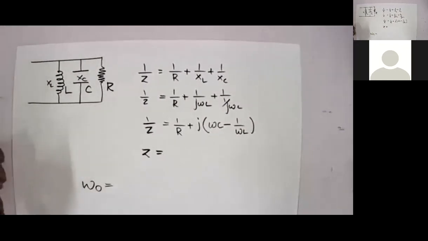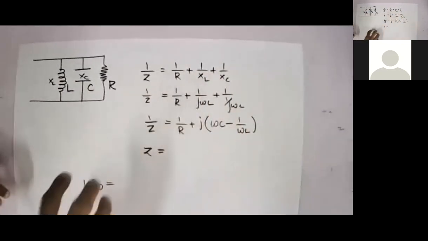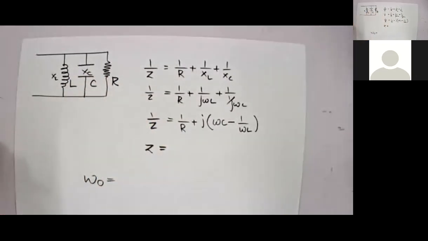I hope all of you are in the Google Classroom. I will create an assignment on this. What you have to do is complete this and find out what omega naught is for a parallel LCR circuit. Any questions?